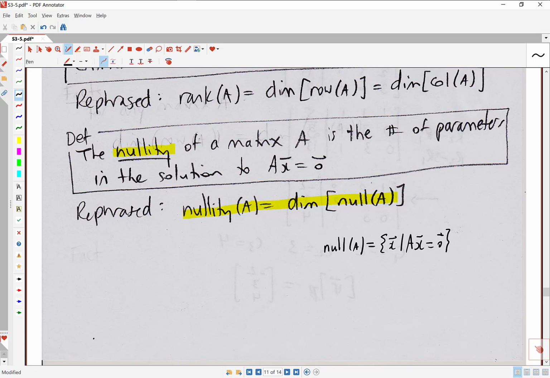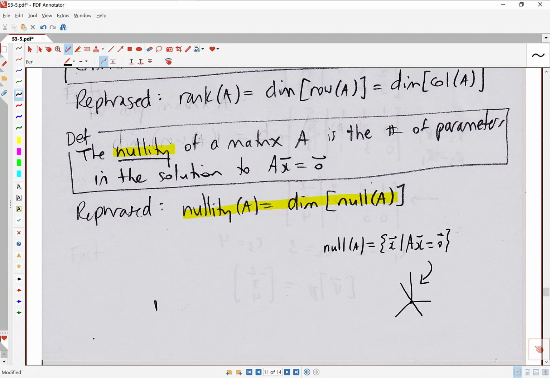And that's going to be a geometric object like a line through the origin or plane through the origin, depending on what your matrix A looks like. So let's say we're in three-dimensional space. Let's say our null space of A is, for example, a line through the origin. So that's our null space of A.